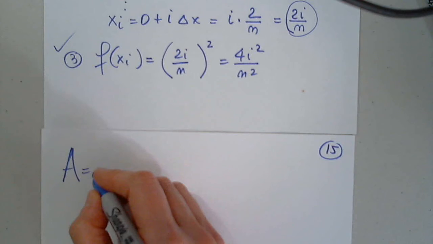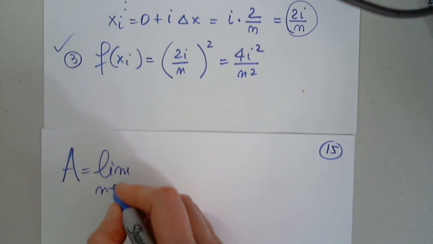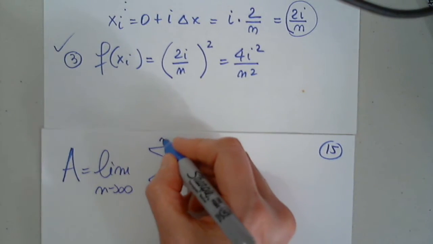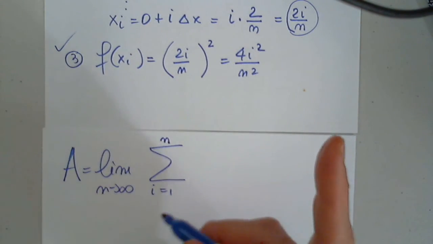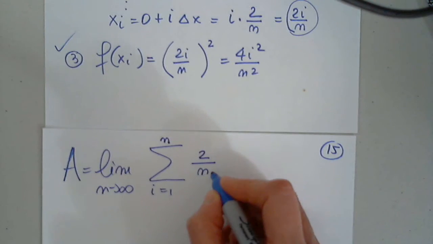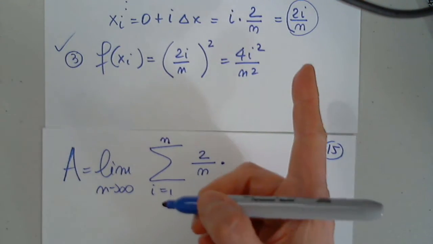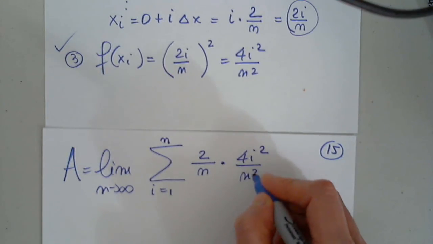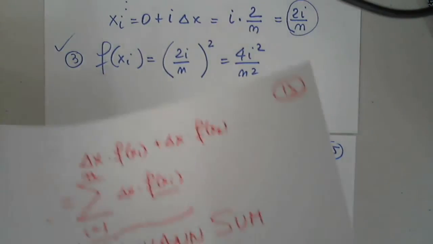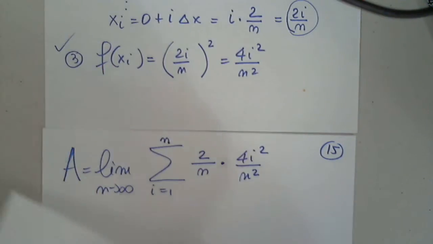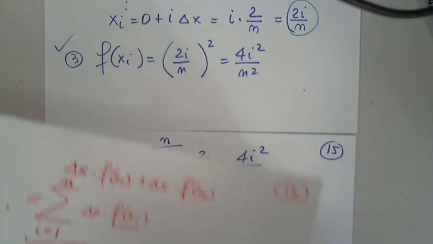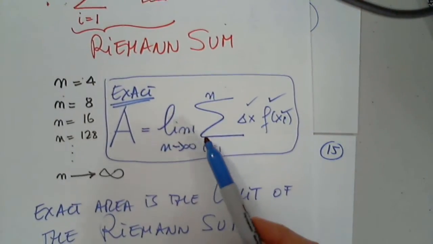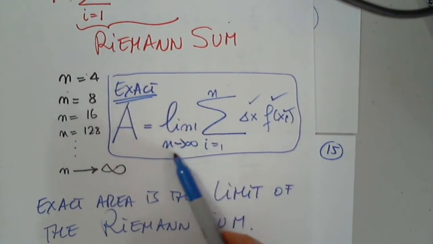The exact area is the limit as n approaches infinity of the sum from i equals 1 through n of delta x, 2 over n, multiplied by 4i squared over n squared. One more time. Delta x, it's right here, 2 over n. f of xi, I just calculated it. I have the sum from i equals 1 through n, and I have the limit.